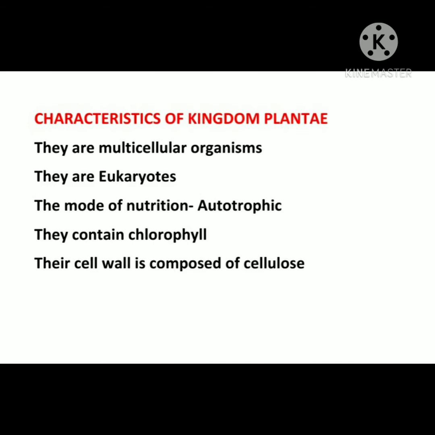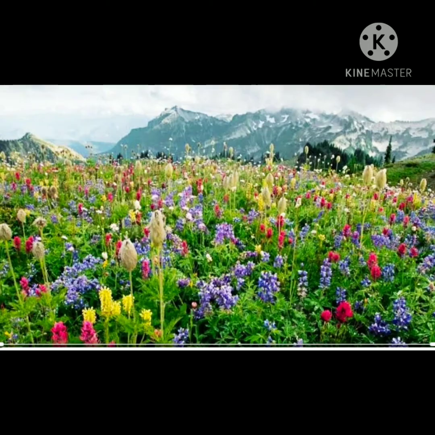They are eukaryotes. Their mode of nutrition is autotrophic. That means they prepare their own food. They contain a pigment known as chlorophyll, which helps them during photosynthesis, and their cell wall is composed of cellulose.